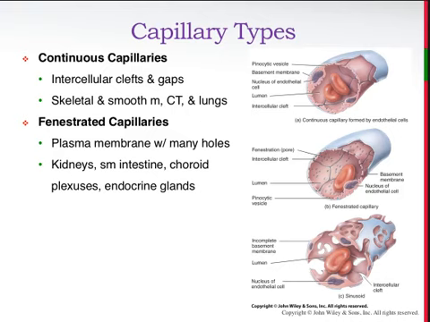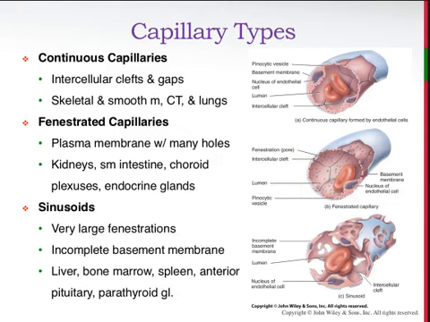Remember in 201, the choroid plexuses were those vasculature regions in the ventricles in the brain where we produce cerebrospinal fluid. We'll see fenestrated capillaries at the endocrine glands. And again, we're using those fenestrations as exit points. We're going to allow things to exit or enter through those in the capillary.